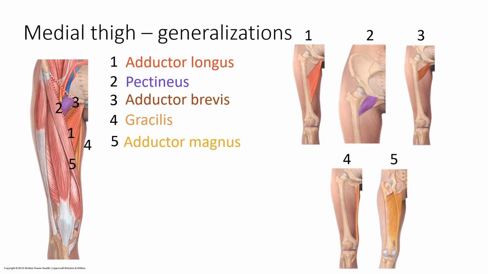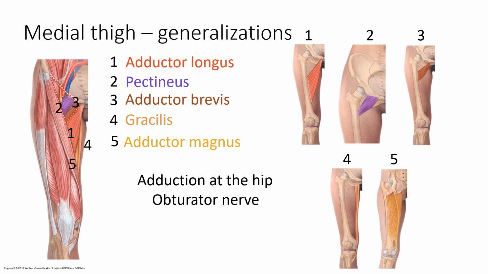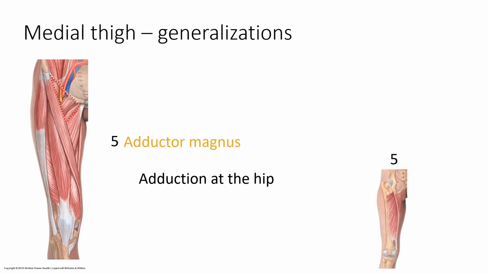So now if we're going to make generalizations about this group, all of them do adduction at the hip. They're also all innervated by the obturator nerve. Move on, I want to talk a little bit more about the adductor magnus muscle.